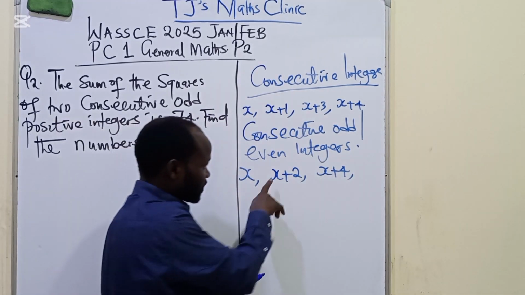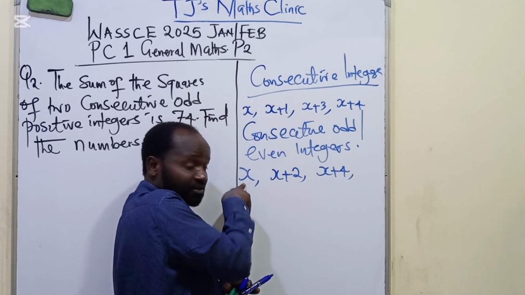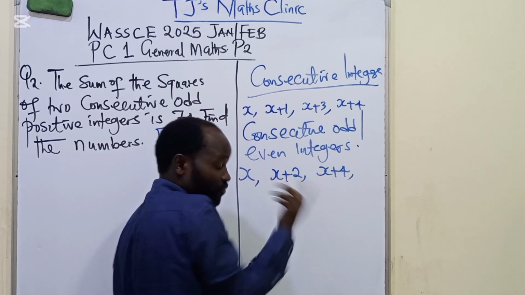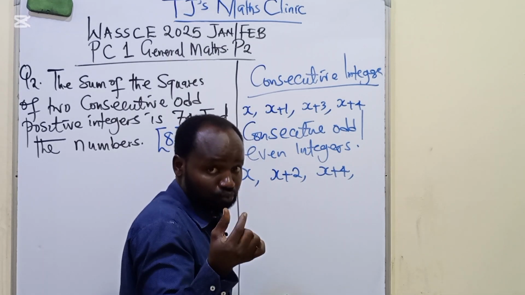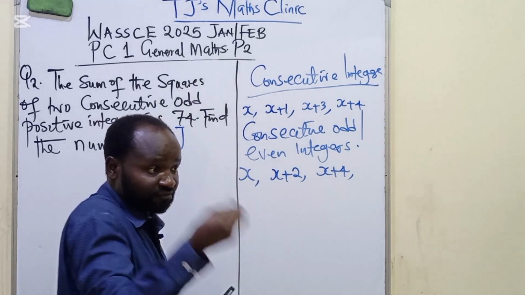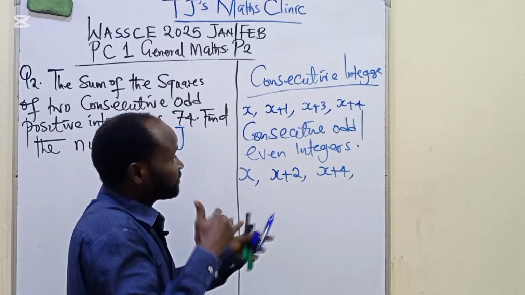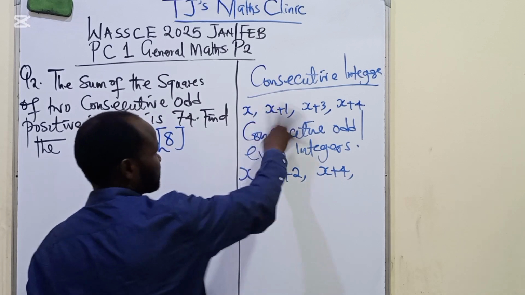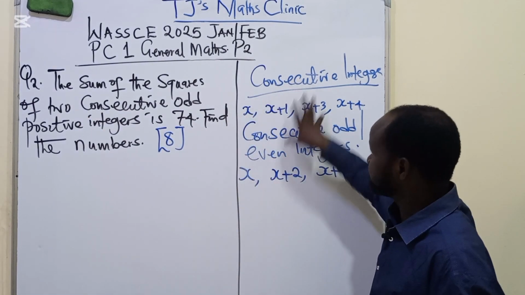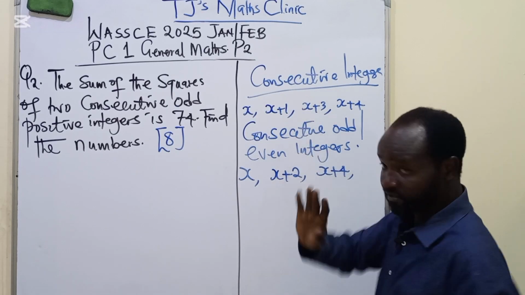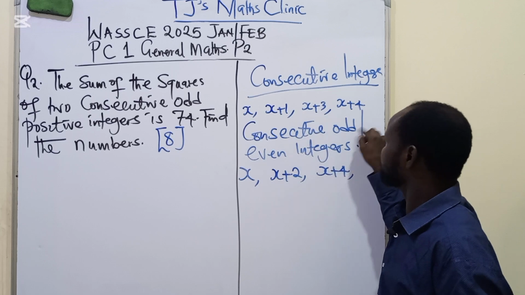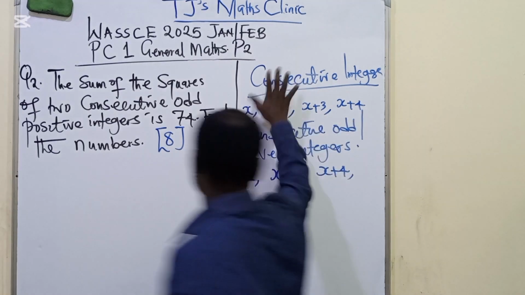And we can see that if we say x plus 2 minus x, we have 2. The same thing here, x plus 4 minus x plus 2, the difference will be what? 2. So as far as even or odd consecutive integers are concerned, it must follow with a difference of what? A difference of 2. Very important concept as far as this question is concerned. So for us to solve this question, we need this concept. A difference exists between consecutive integers and consecutive odd and even integers. These are the differences here.